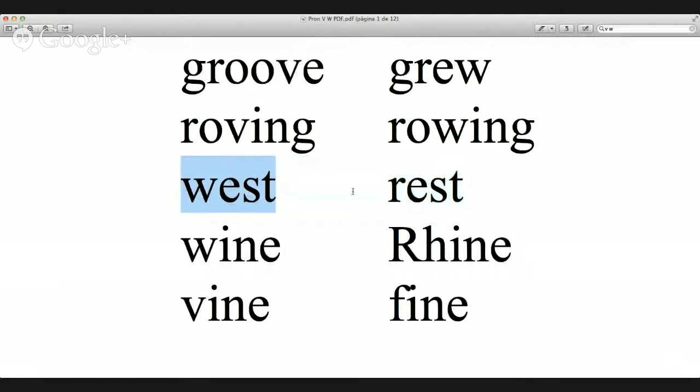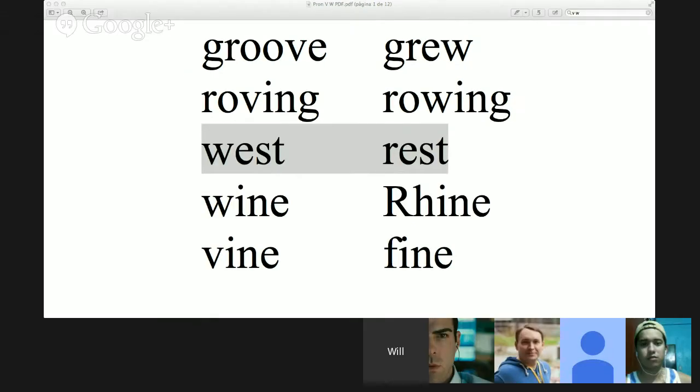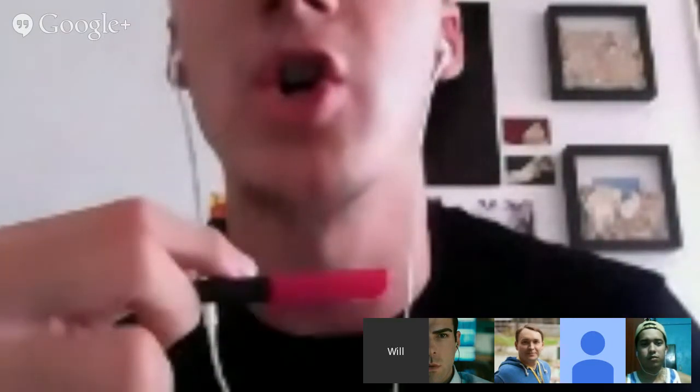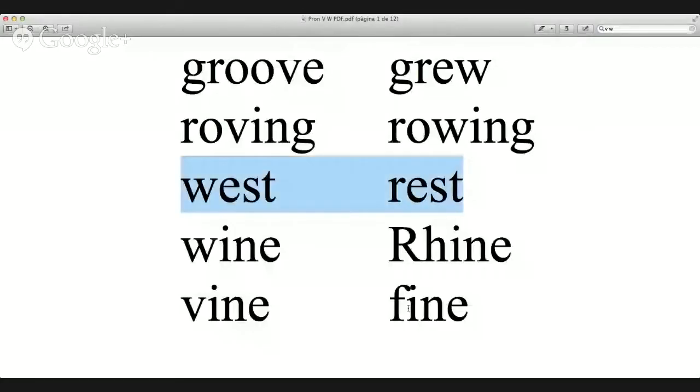So here, we'll start with Albus. West and rest. West, rest. Good. Jade. West, rest. Very good. Pavel. West, rest. Nice. And try to hold the tongue there. It's not as much an R. We're not rolling. It's just rest. Rest. Good, good. Peter. West and rest. Good.